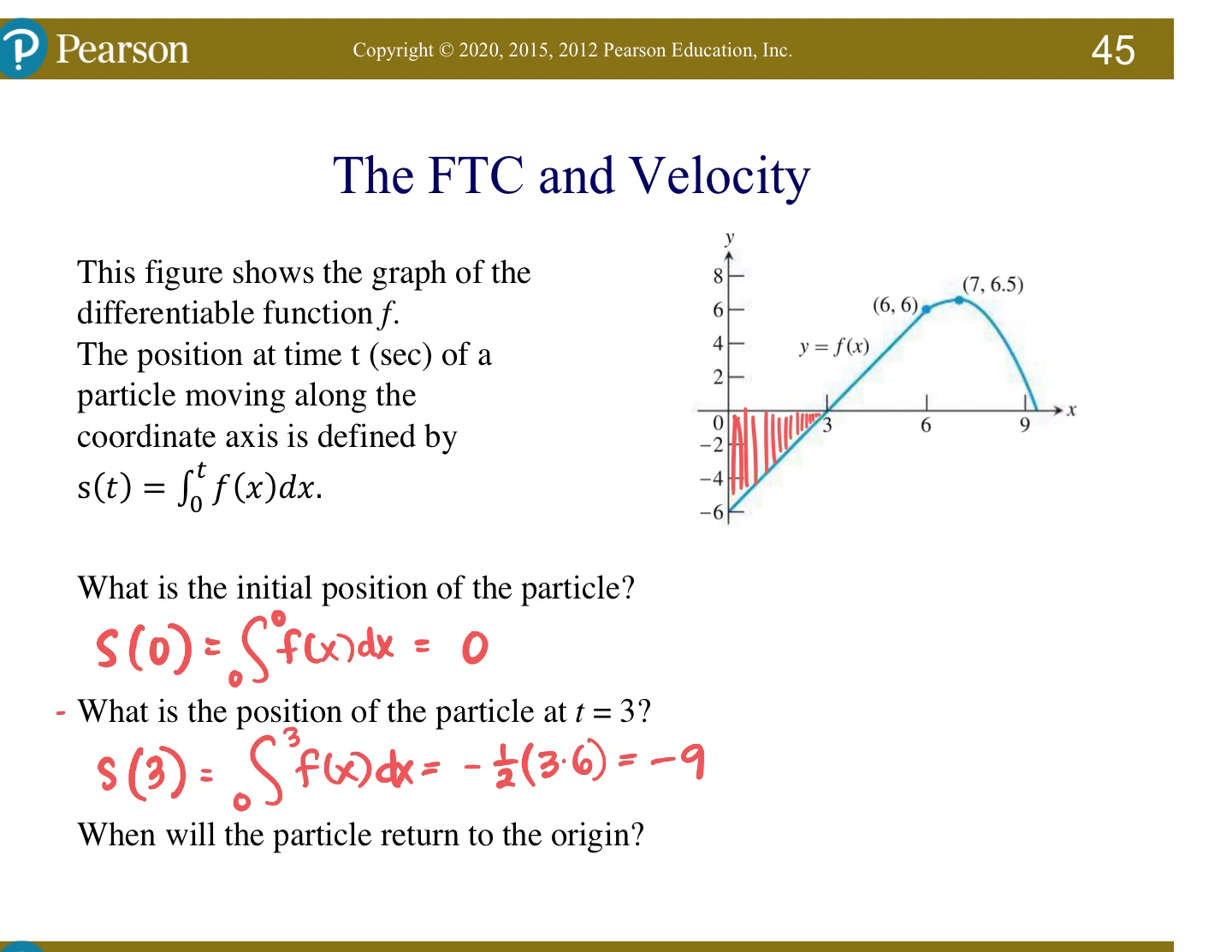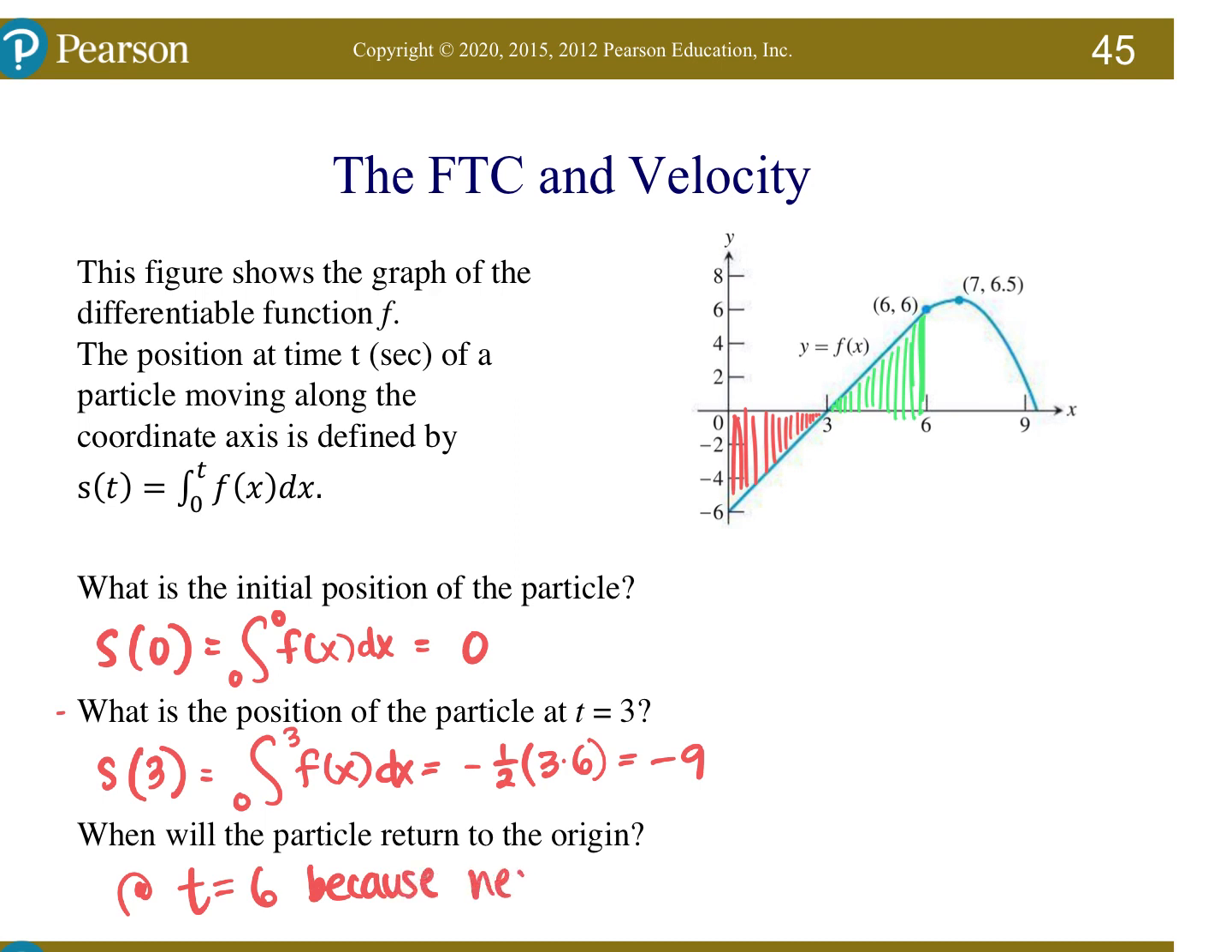So when will the particle return to the origin? All right, so the particle has started at 0. That's the initial position. It's moved to -9. So now we've moved backwards. So when will it come back to the origin again? It has to regain all of the negative position that it's lost. And we regain it by covering an equal amount of area in a positive sense. And so the particle will return to the origin at time equals 6.